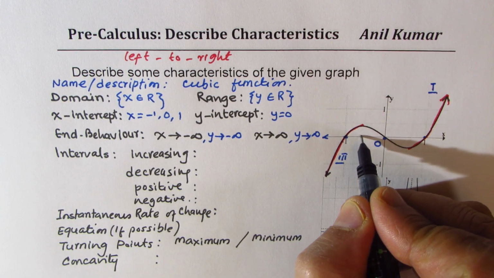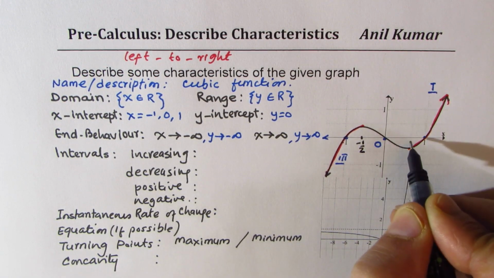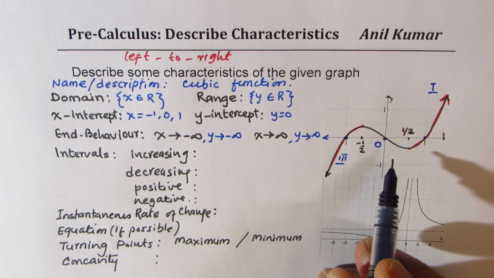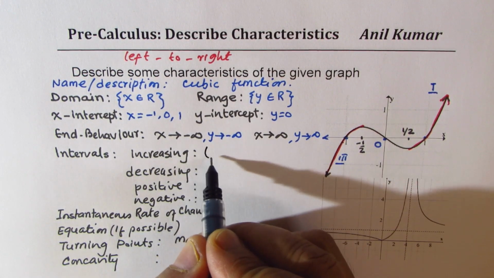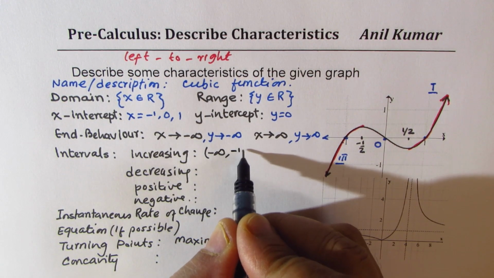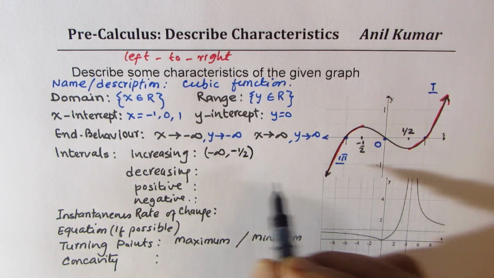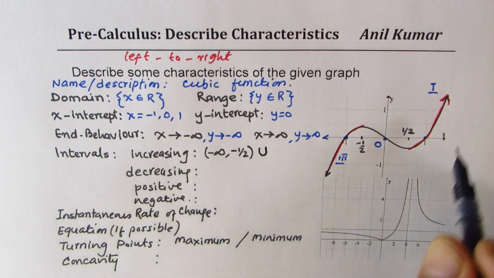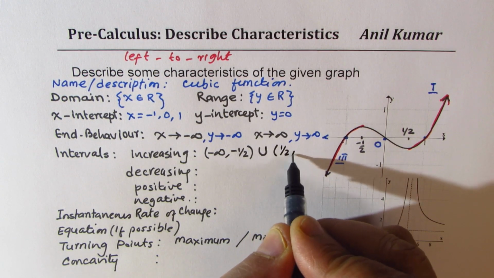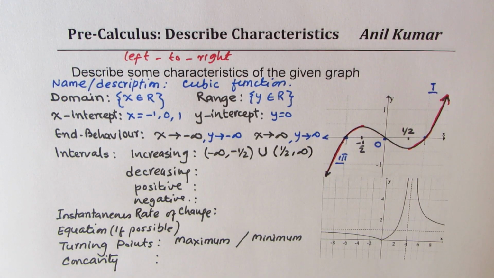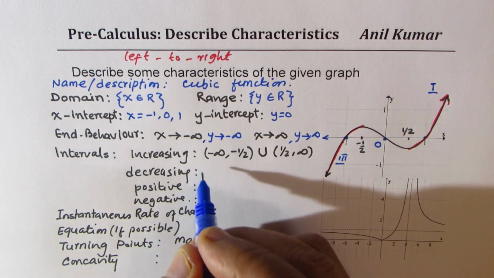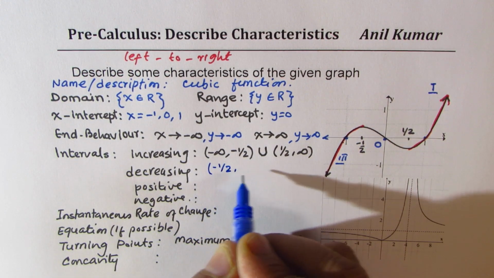Let me label this point as -1/2 and the other point here as 1/2. In that case, it increases from -infinity to -1/2. And then again, so we can write union, from 1/2 to infinity. Interval for decreasing is in between -1/2 to 1/2.